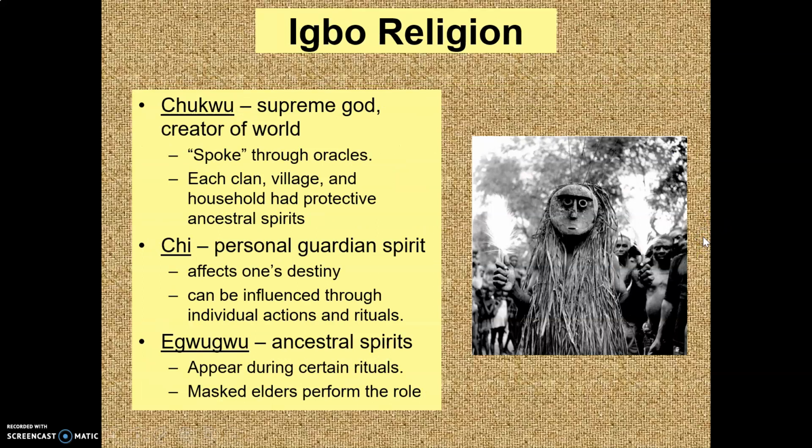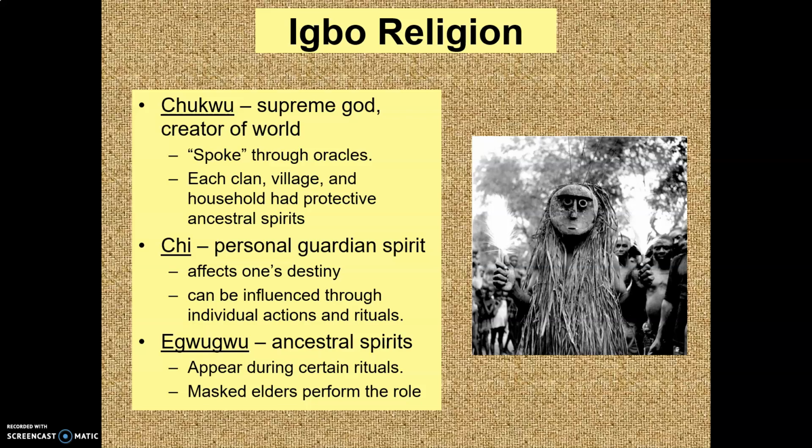So the Igbo religion revolved around the Chukwu, which was the supreme god, the creator of the world. And the Chukwu would speak to the elders through oracles, a priestess who could hear the oracles speaking and tell the elders what the will of the supreme god really was. Each clan, each village, each household, each person had an individual spirit that guarded and guided them through life.